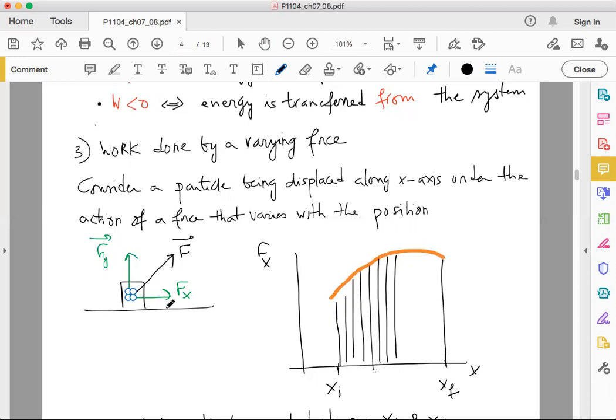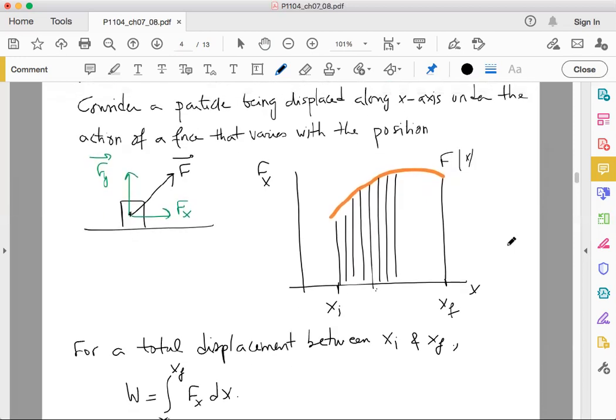Because Fy is perpendicular to the displacement. So suppose that Fx is varying with the position of the object. That means Fx depends upon x in this way. So this is the curve that shows Fx as a function of x. And the object is moving between two positions, the initial position x initial and the final position x final. So if it is the case, then how can we define the work in this way?